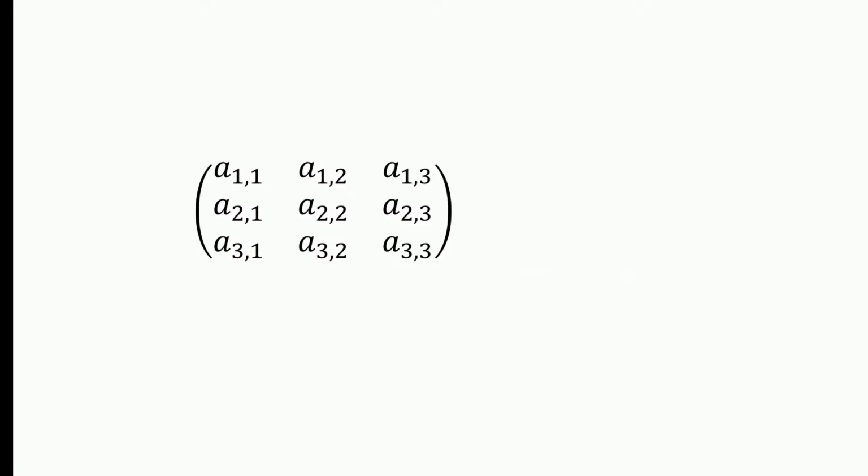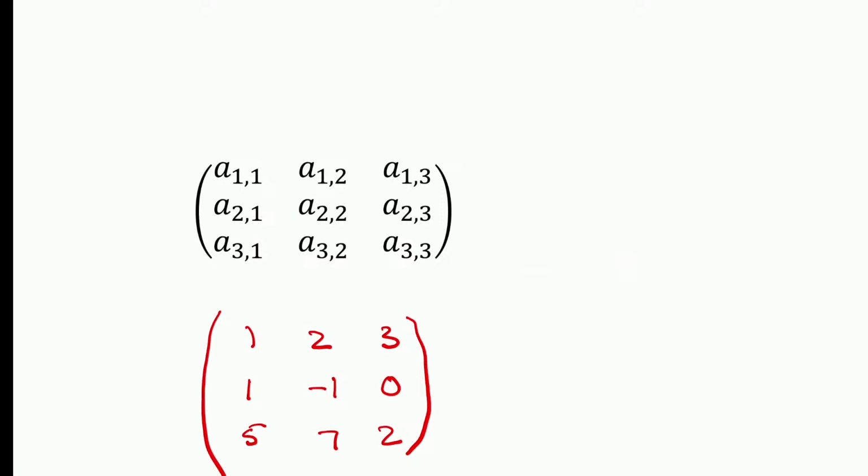If you've had linear algebra, you're probably very familiar with this. If you haven't had linear algebra, just think of this as being a table or an array of numbers. So I've got these labeled like this, but you could have any numbers you want, like this, 1, 2, 3, 1, negative 1, 0, 5, 7, 2. Something like this is a matrix. So that is a matrix of numbers, a grid, array of numbers. We're going to be interested in doing the determinant of this matrix.